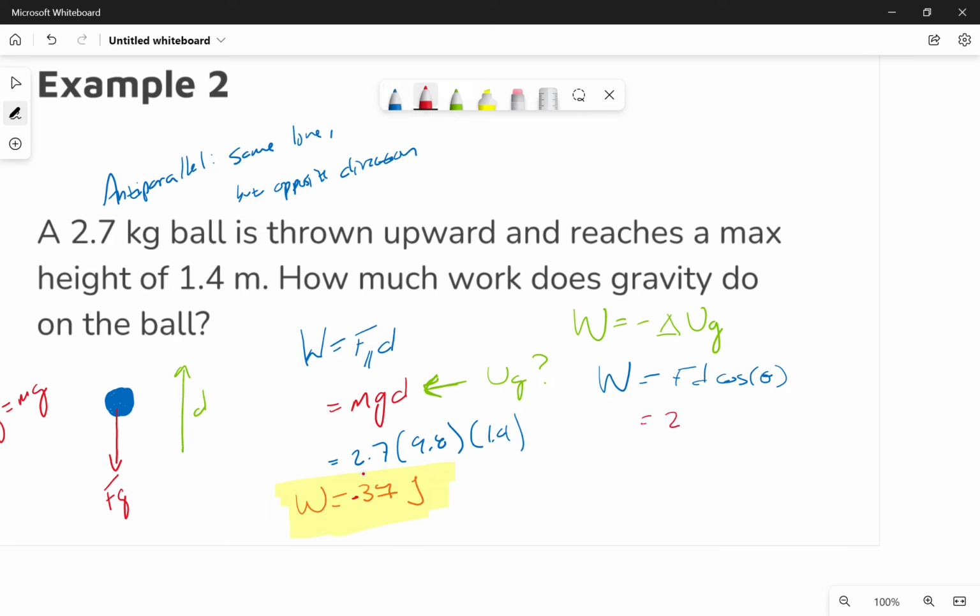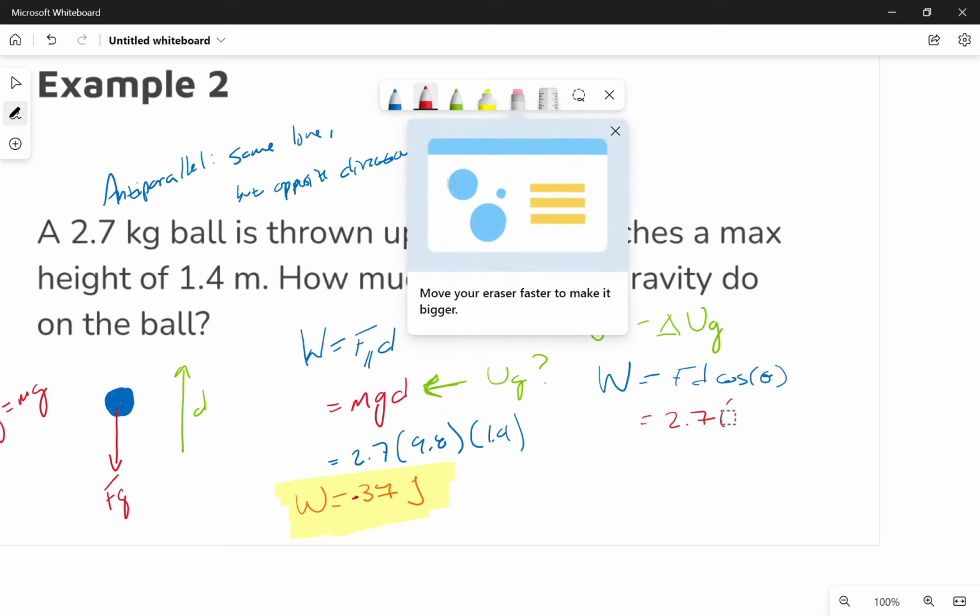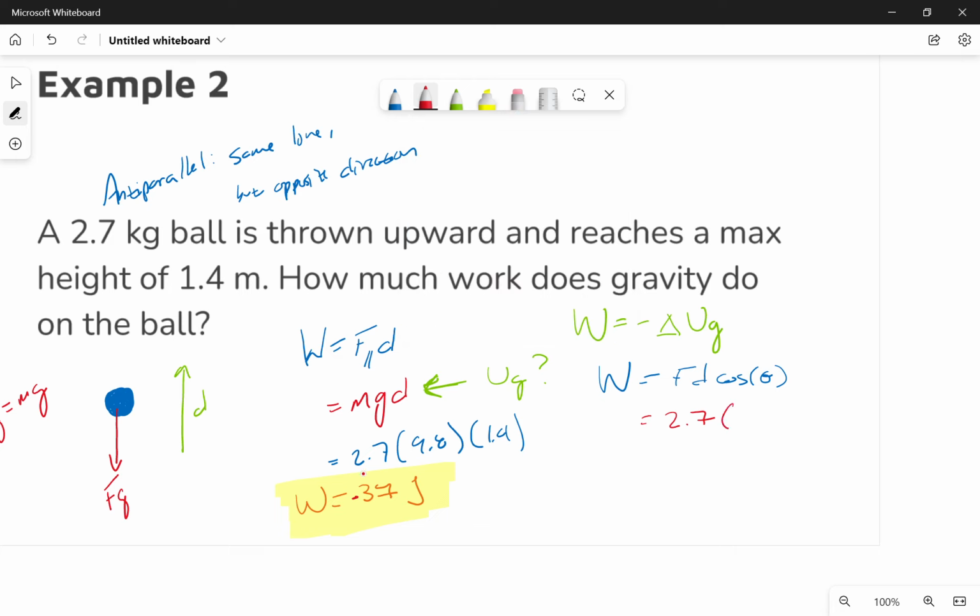So if I plug this in, it should be 2.7, again, times 9.8, because I'm looking at the mg, times 1.4 times the cosine of. Now, what angle do I put in there? Well, they're exactly opposite of each other. And so what we should put in there is 180. And if I put in 180, some of you guys may know from pre-cal that the cosine of 180 is -1.